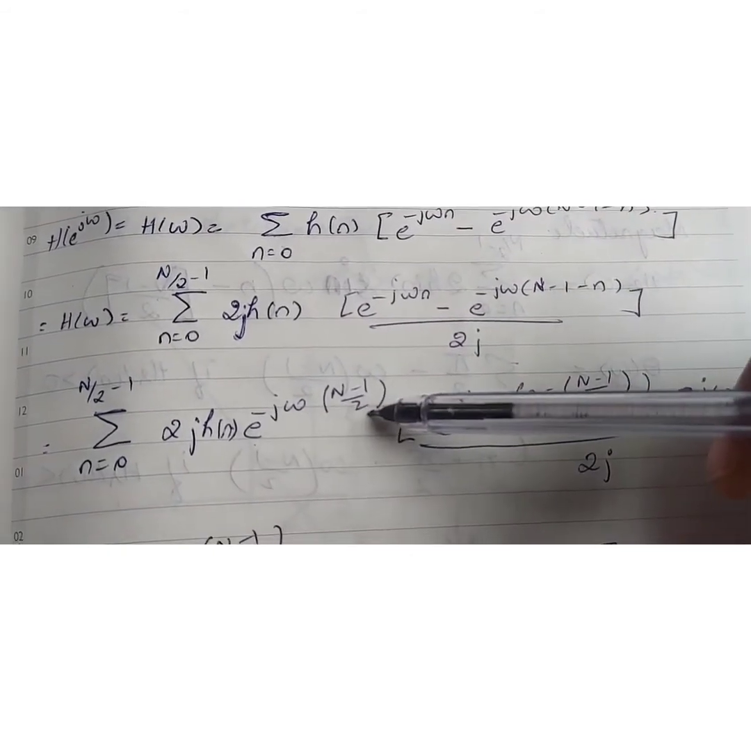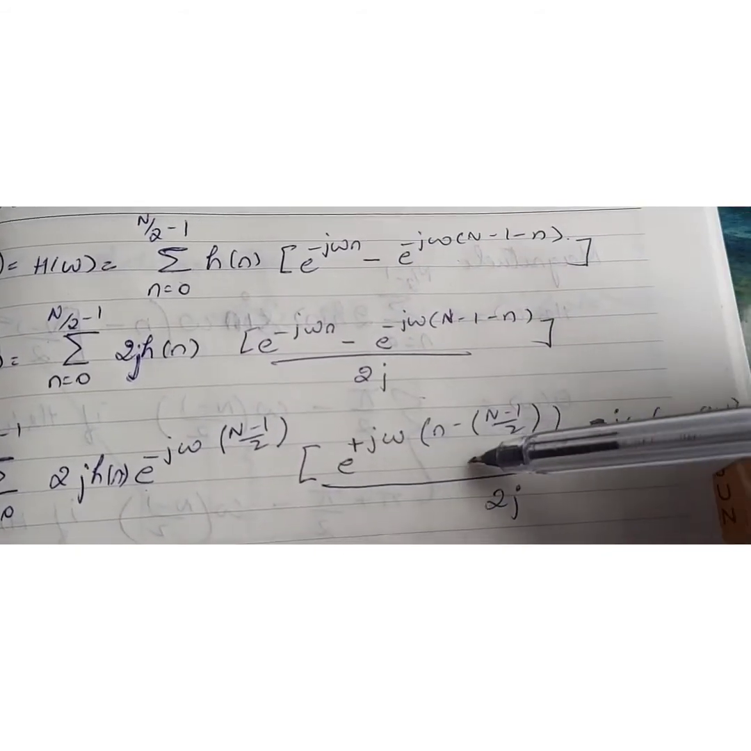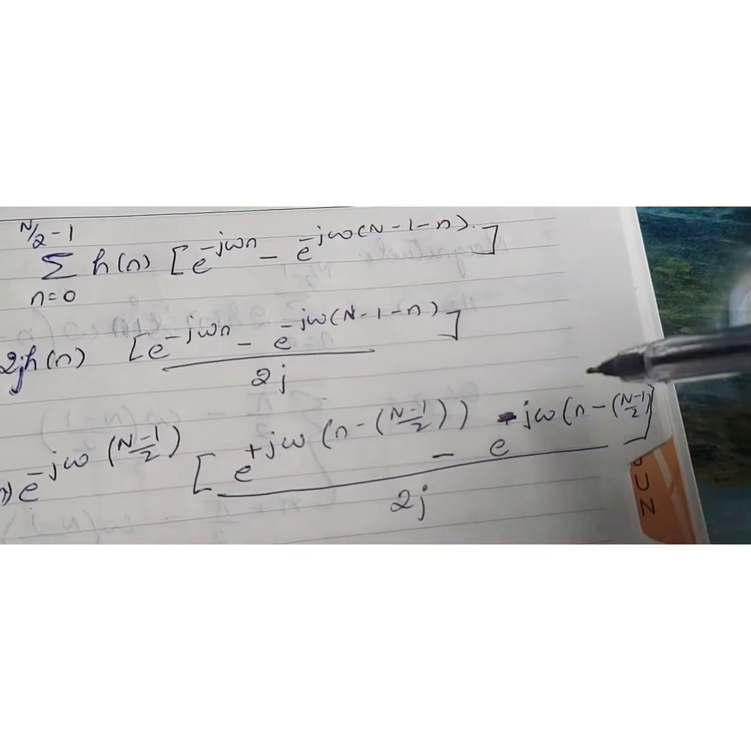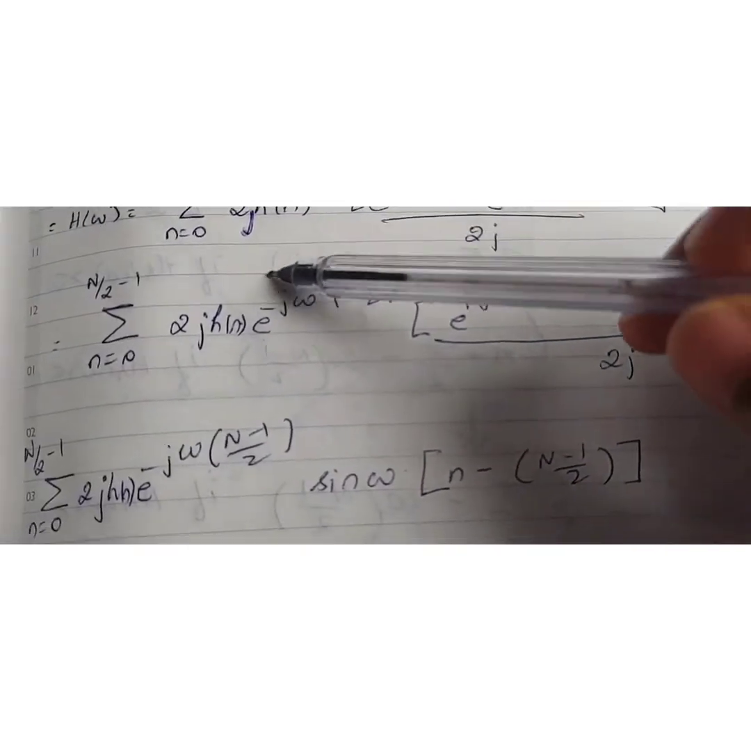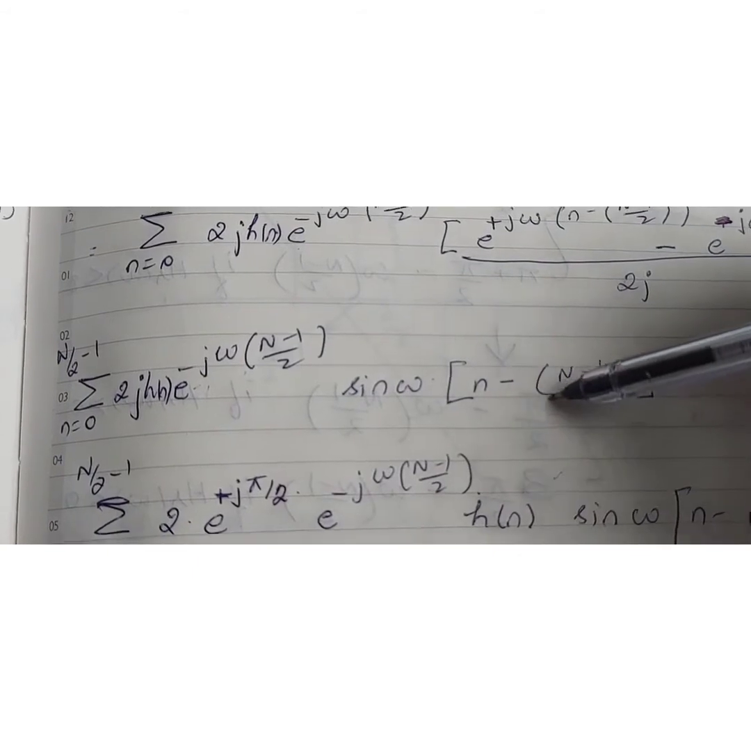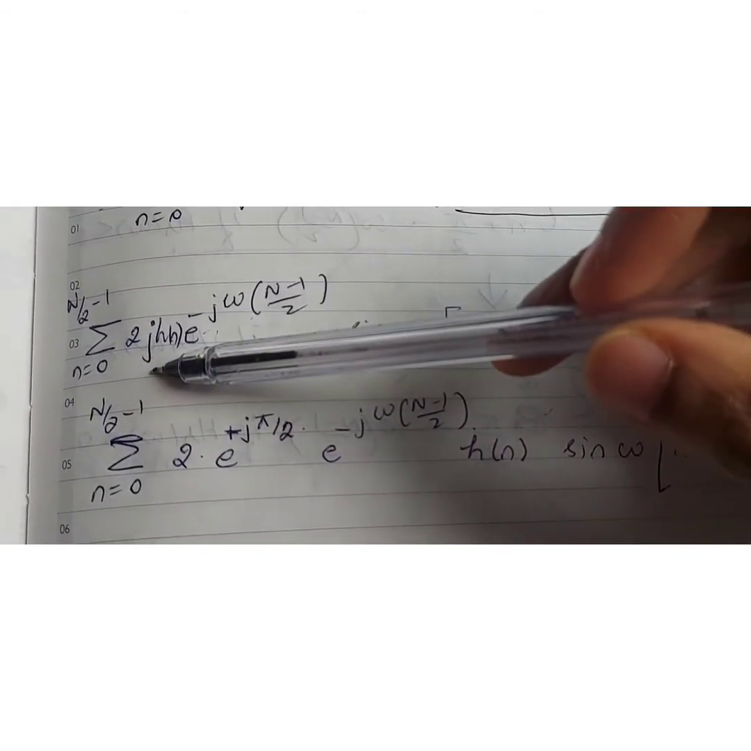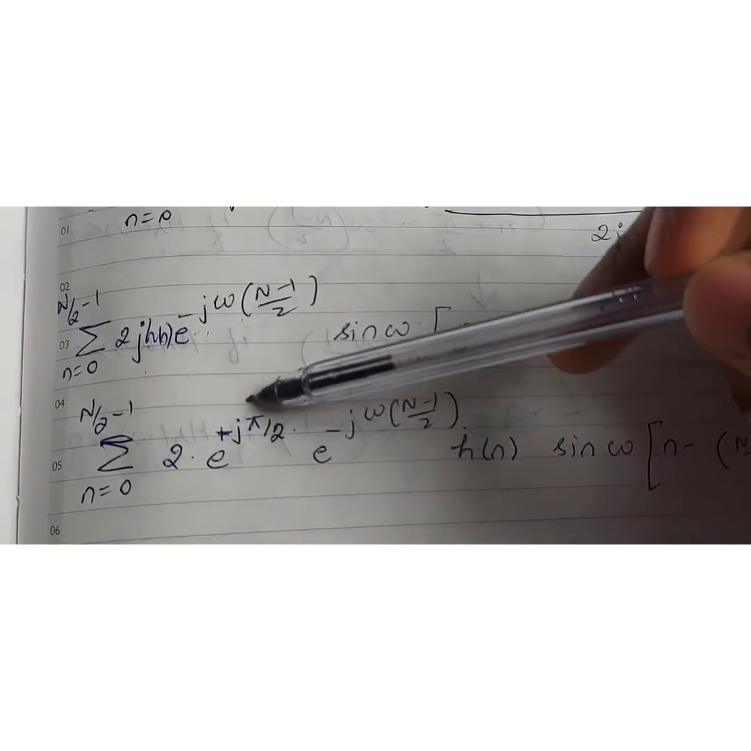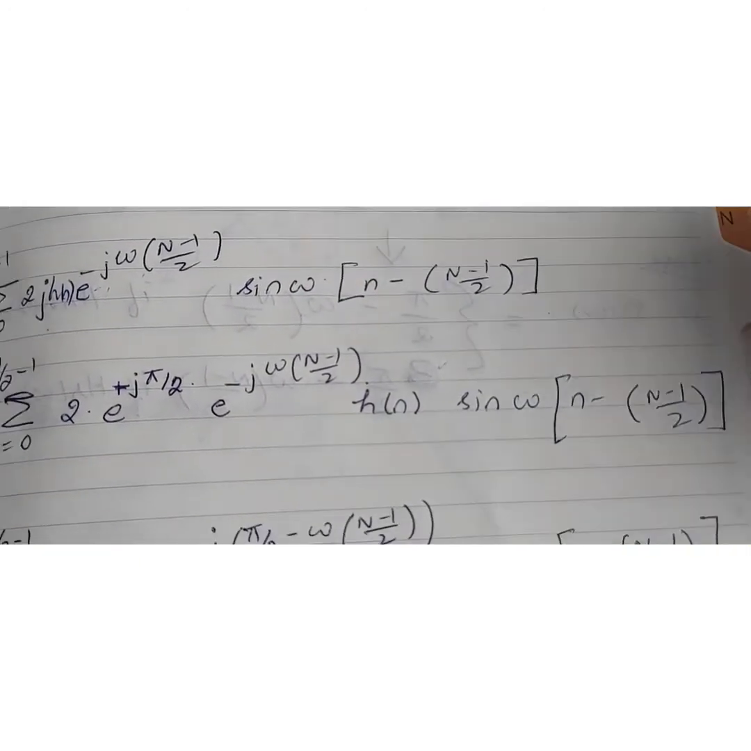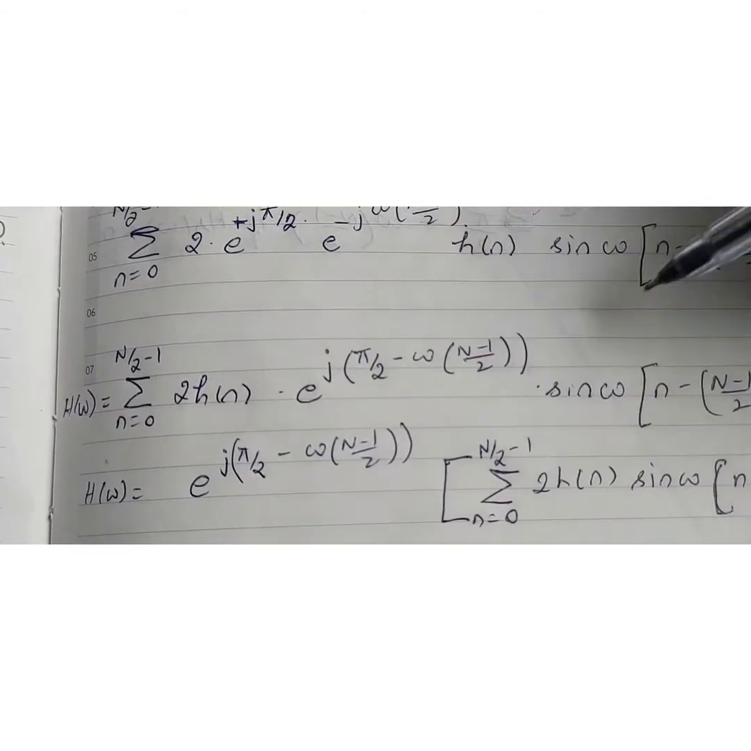Remove e power minus j omega n minus 1 by 2 out. So you will be left with one positive term and one negative term of this. Remove this outside and write this in terms of sine. After writing that in terms of sine, the important thing is j, you will replace it as e power j pi by 2. Okay, and this is what you get.